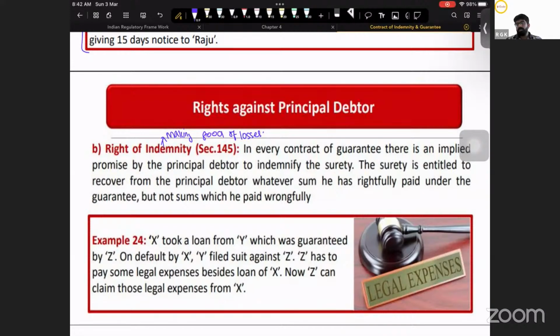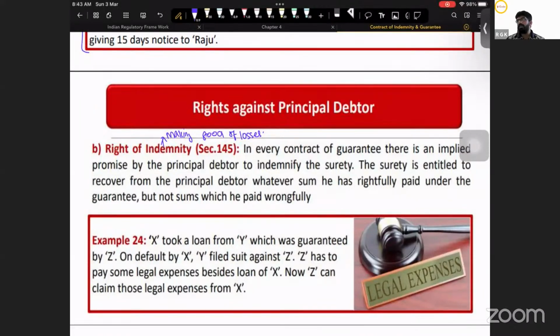So where lawful expenses are incurred by the surety for defending the case, he has the right to recover such lawful expenses from the principal debtor. This is what is called the right of indemnity. In every contract of guarantee, there is an implied promise by the principal debtor to indemnify the surety. The surety is entitled to recover from the principal debtor whatever sum he has rightfully paid under the guarantee.